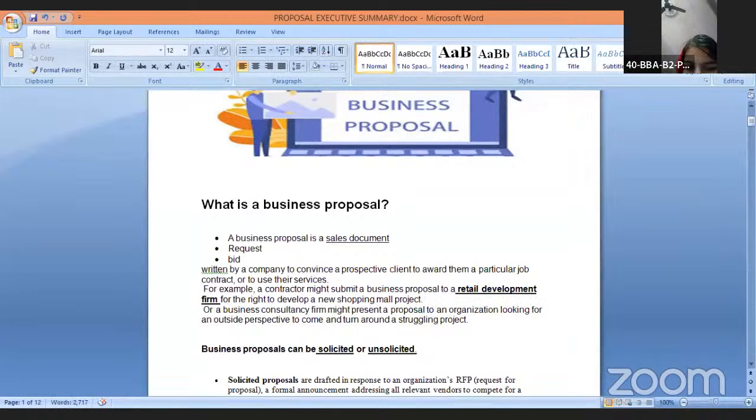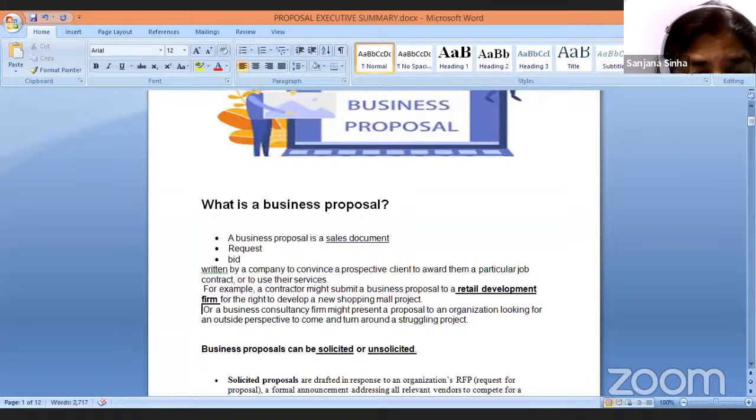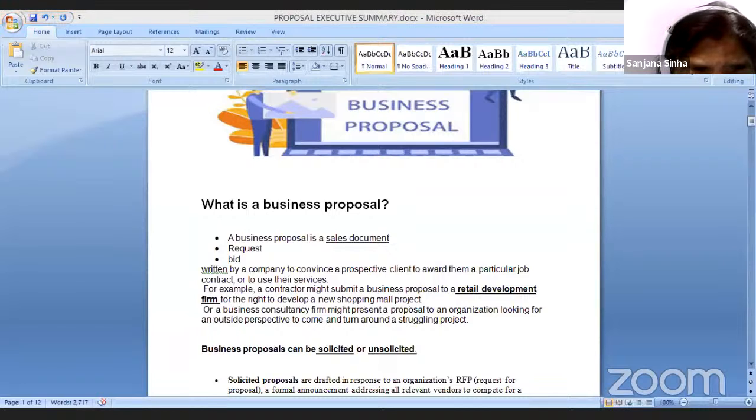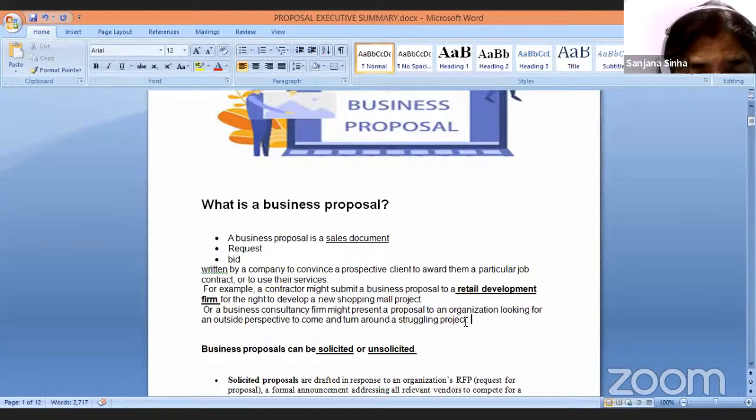Or a consultancy firm might present a proposal to an organization looking for an outside perspective to come and turn around a struggling project. और कोई struggling project है जिसमें बाहर से किसी को invite किया जाता है so that to come around and turn a struggling project को help करने के लिए. It means a project which is not working, you can hire somebody else to come and help out with this project which is not working.